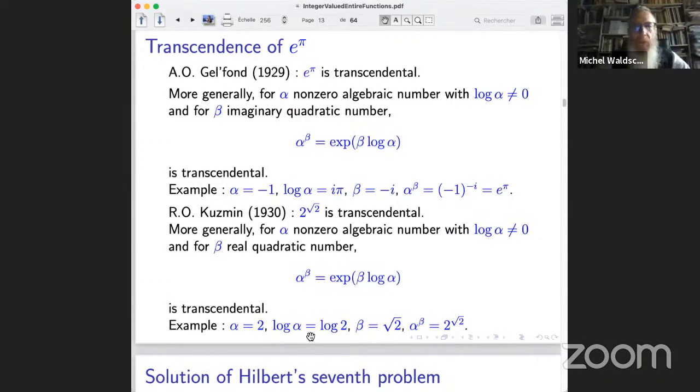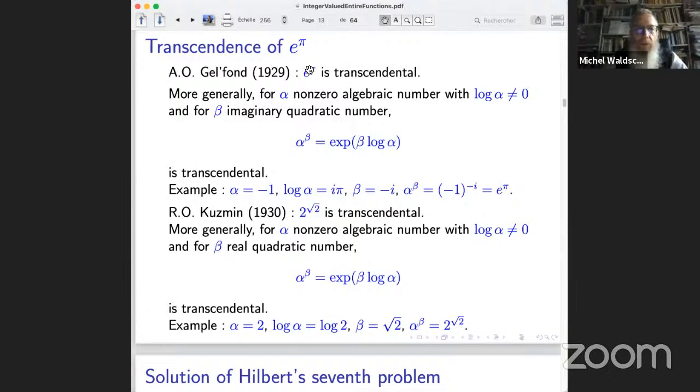Gelfond went a little bit further and proved that if you take for alpha a non-zero algebraic number, where you choose a logarithm log alpha which is non-zero. So if alpha is equal to 1, you can take log alpha equal to i pi, or 2 i pi. And for beta an imaginary quadratic number, then alpha to the beta, which is by definition exponential of beta log alpha, is a transcendental number. And this gives the transcendence of exponential of pi.